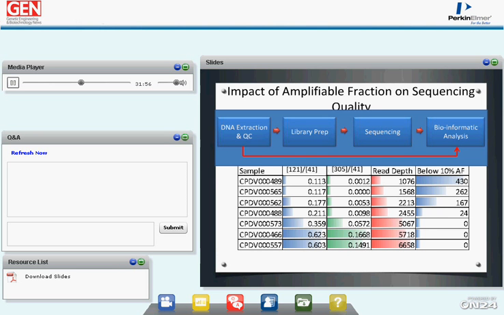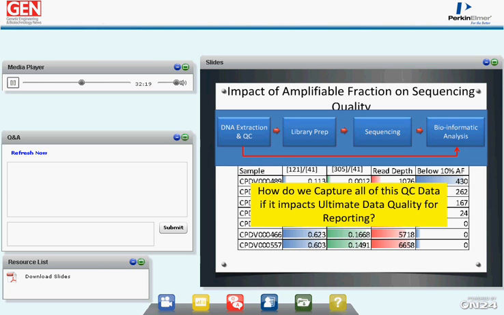So what does this mean? Well, this tells us right off the bat that there's a relationship between the QC at DNA extraction and what we see at the end in terms of the bioinformatic analysis, meaning we need to be able to integrate our QC values from the qPCR quant to really understand what those variants mean that we're detecting at the end of our entire pipeline. And so how do we do that? Well, if this data definitely impacts the final reporting, we need to be able to have systems or tools to be able to do that. And this is where the LIMS come in.